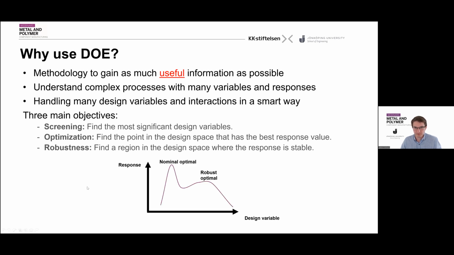If you look at a response, which depends on the design variable, you can find a nominal optimum, but in this case, it's a very local point. So maybe it's hard to stay within that, within your production, for example, to stay on top of that peak. And if you just slightly move off that peak, you will drastically change the outcome. Maybe this could be a more robust optimal point, which is more stable in terms of production. So it's more robust.